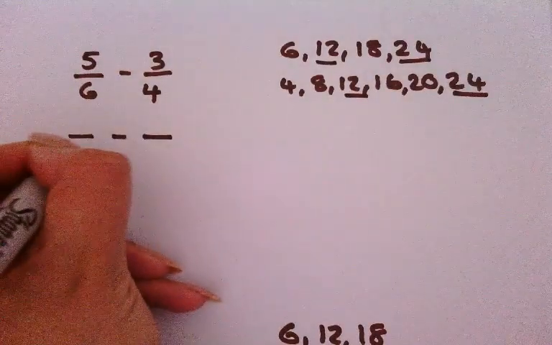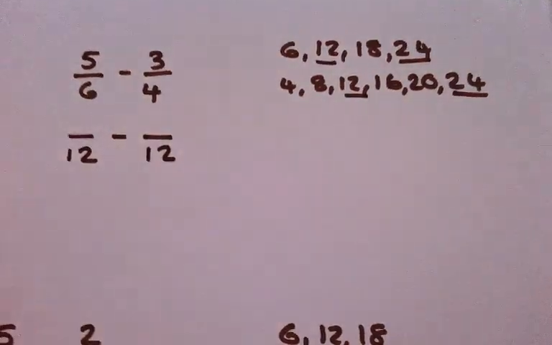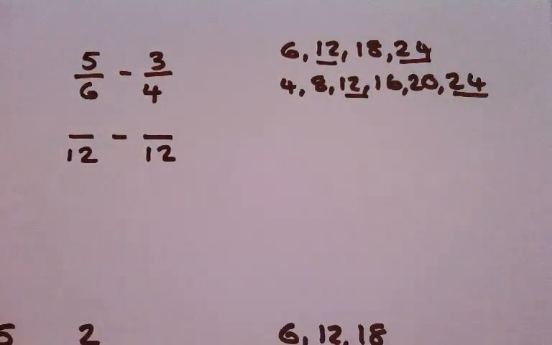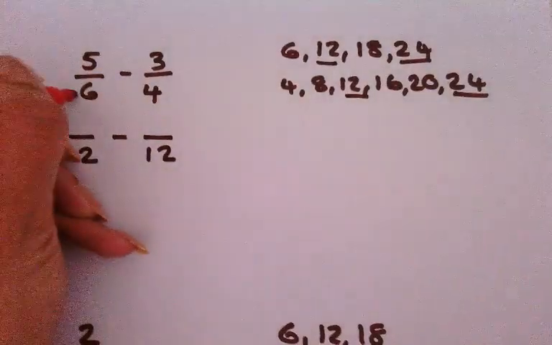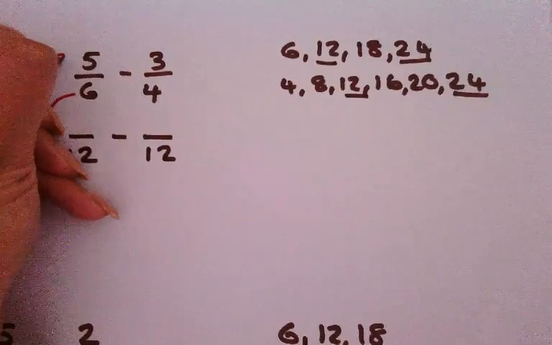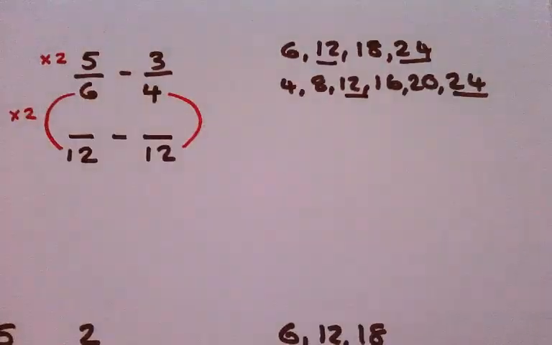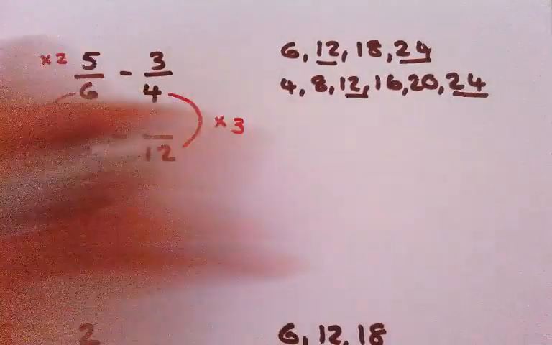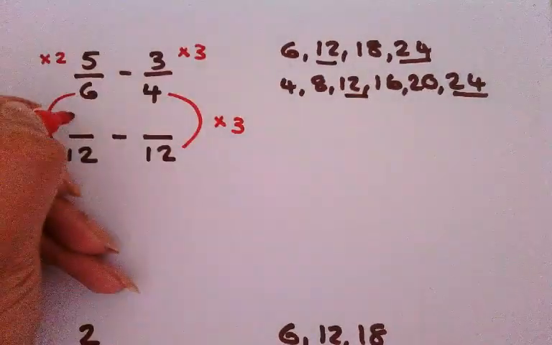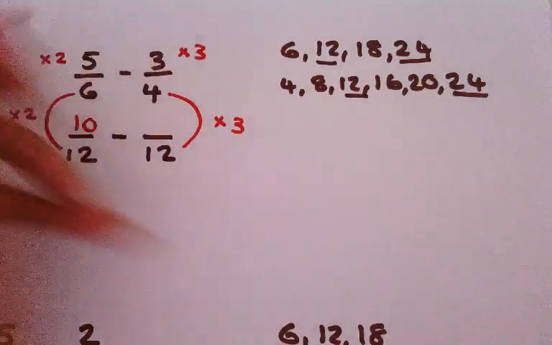Now it's easier to use 12 because the calculations are going to be smaller and you won't need to do as much cancelling at the end. If you use 24, you'd have to do more cancelling right at the end. So it's always easier to use the lowest common multiple. To get from 6 to 12, you times by 2, so I need to do the same to the top. To get from 4 to 12, times by 3, I need to do the same to the top. So 2 times 5 is 10, 3 times 3 is 9.